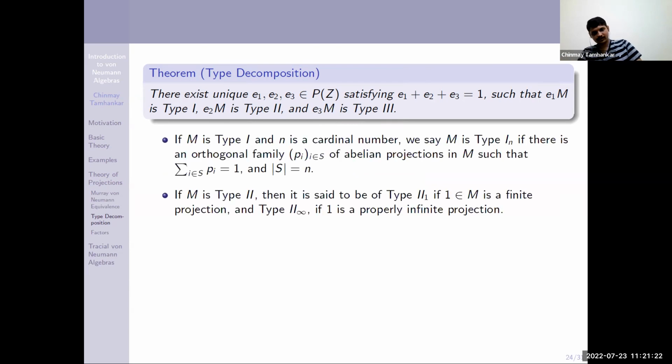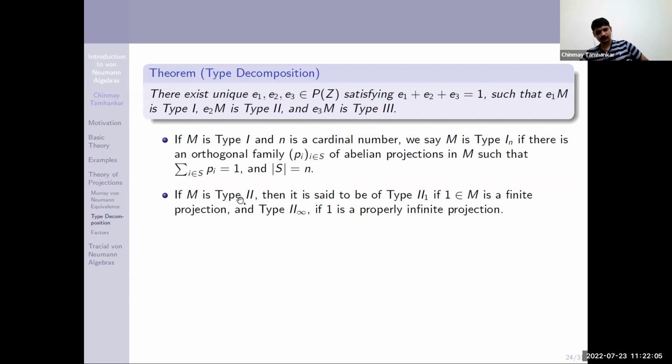And these type 3 algebras are very difficult to study since there are no finite projections in them. But type 1 and type 2 algebras can be decomposed further. So if M is a type 1 von Neumann algebra and n is any cardinal number, then we say that M is type I_n, so it's called type I_n instead of 1_n for some reason. It's called type I_n if there is an orthogonal family P_i of abelian projections in M such that they add up to 1, and the size of this indexing set is equal to n.